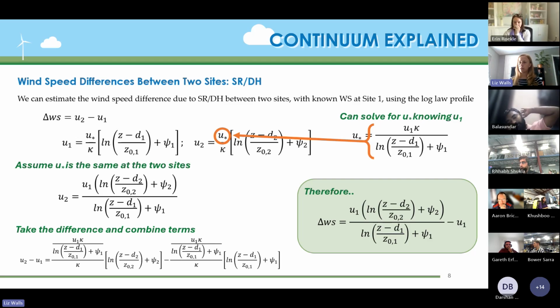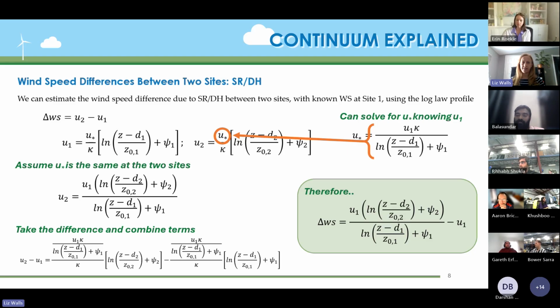Now we're going to bring in the log law profile, which Aaron just explained. So this is no different from what we looked at in the previous slide, right? Now we're just looking at the wind speed profile at site 1. Can you see my mouse, by the way, as I'm moving around? Excellent. Okay. So this is the log law profile at site 1, the log law profile at site 2.